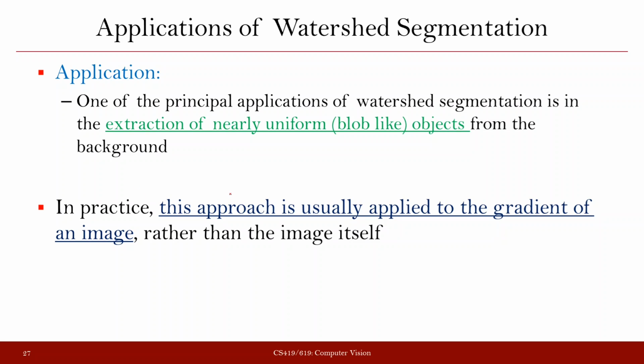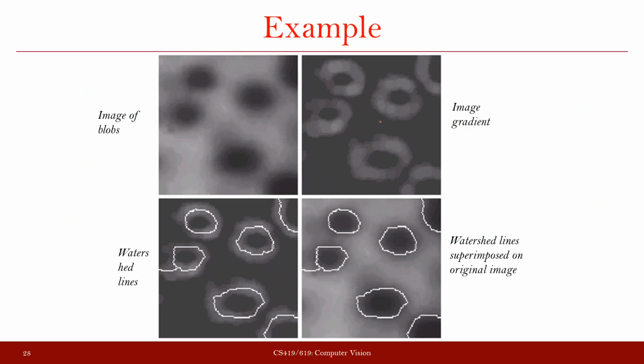What are the applications, or what are the places where this watershed segmentation can be applied? Normally it is applied where we have nearly uniform blob-like objects. For example, here, as you see, this is one blob, this is another blob, and we want to segment these blobs. So in such cases, this algorithm can be useful.